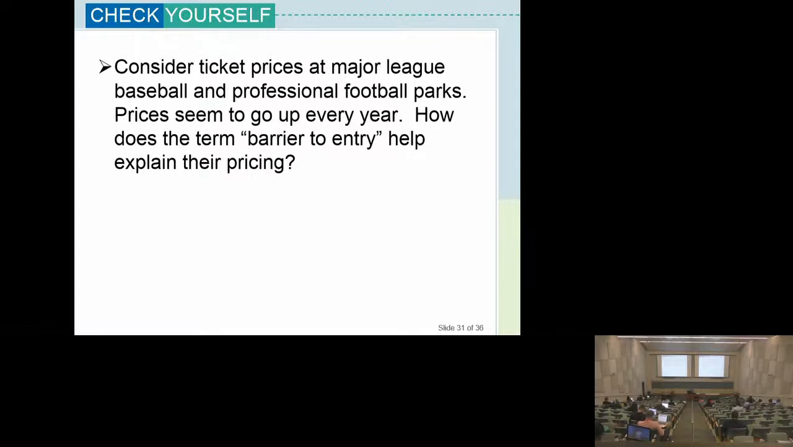That's what works in a regular market: the price goes up, profits start to be made and get bigger and bigger, and then other firms say, I can do that, and they enter the market, and that drives the price back down. That doesn't work for Major League Baseball, the NFL and the NBA.